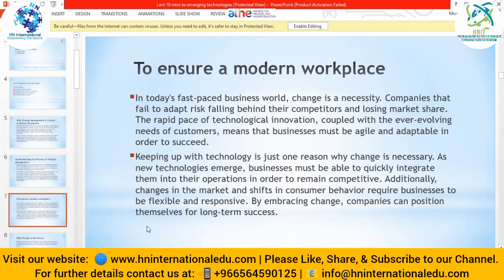Keeping up with technology is just one reason why change is necessary. As new technologies emerge, businesses must be able to quickly integrate them into their operations in order to remain competitive. Additionally, changes in the market and shifts in consumer behavior require businesses to be flexible and responsive. By embracing change, companies can position themselves for long-term success.